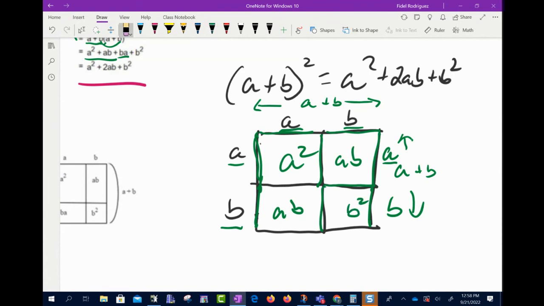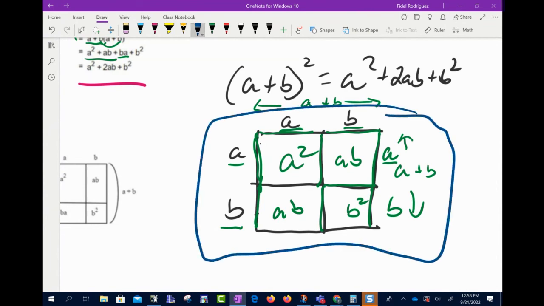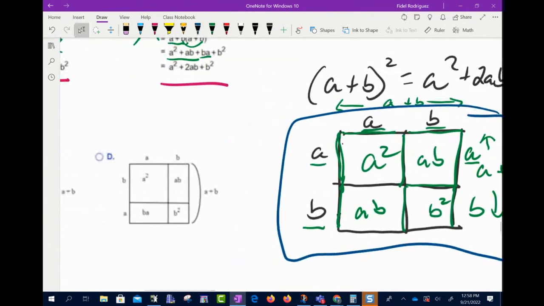And what I want to do now is look at what I have right here, and come back and see which one of those options looks closest to what we have, okay? So look, I got an A squared here, an AB right here, a B squared right there, and a BA right there. Okay, so so far that's looking pretty good.